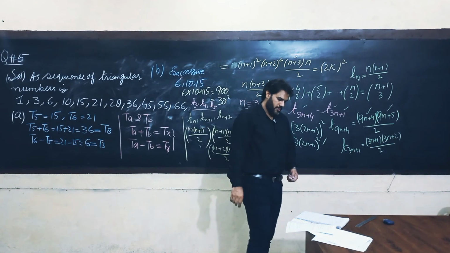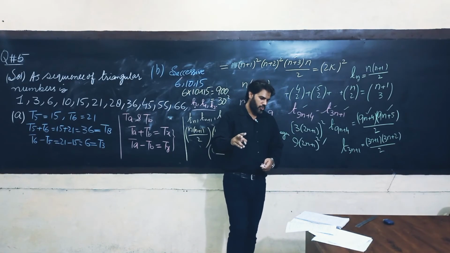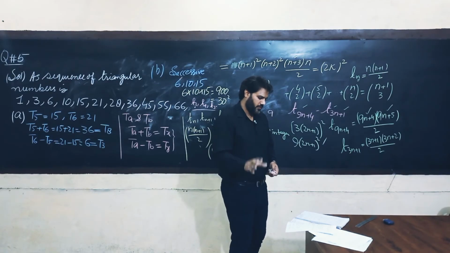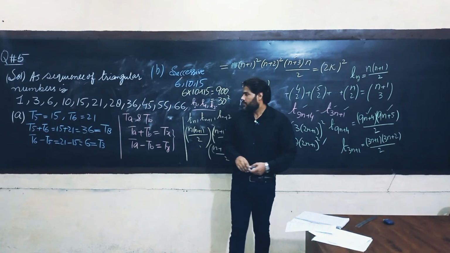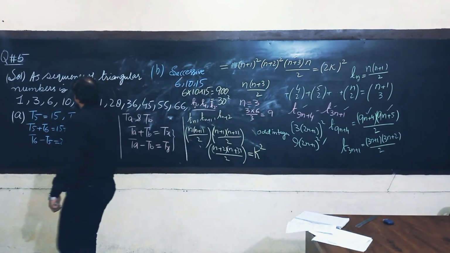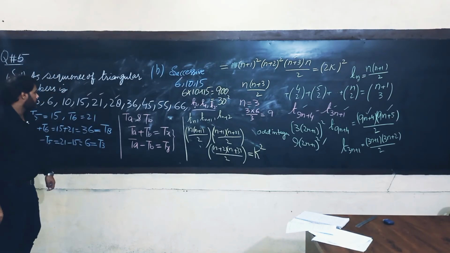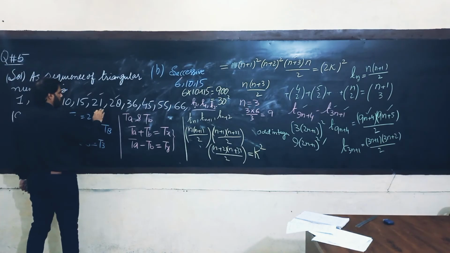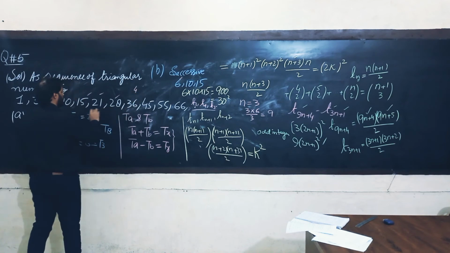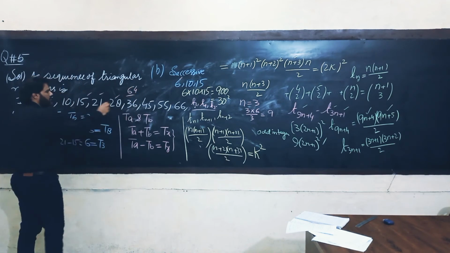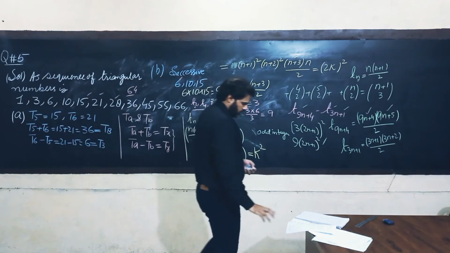Similarly, in part C, now we have to find three successive triangular numbers whose sum is a perfect square. So simply these numbers 15, 21 and 28. The sum of these three numbers is 64. Yes, the sum of these three numbers is 64. That is a perfect square.